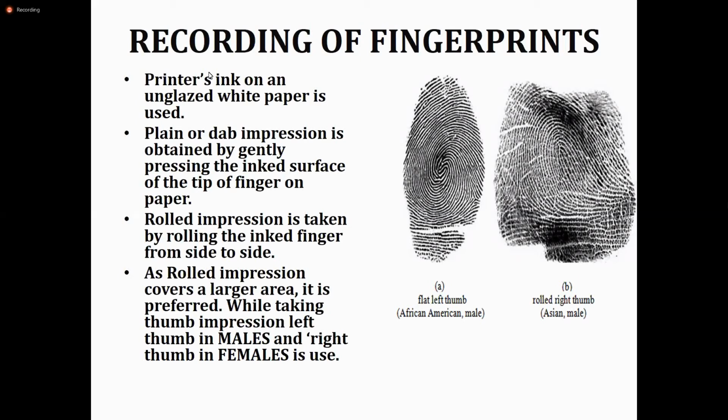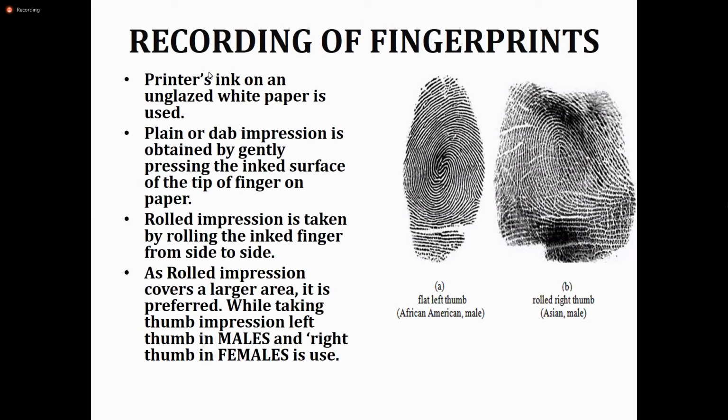The rolled impression is taken by rolling the inked finger on the ink pad, and you have to take it between the two nail boundaries. You have to take that much ink that it covers the two nail boundaries of a thumb or a finger. And then you place it on the paper and slightly roll it from side to side, so you get a rolled impression.